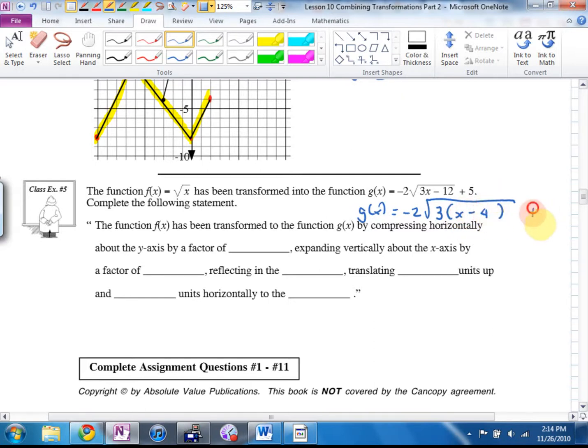Now that we've written it in the proper format, let's fill in the blanks. This has been transformed by compressing horizontally by a factor of what? What's the horizontal compression in this question? Horizontal. What's the horizontal compression? Yep. No, you need to stay awake. I know. That's why you retired earlier. 1/3.